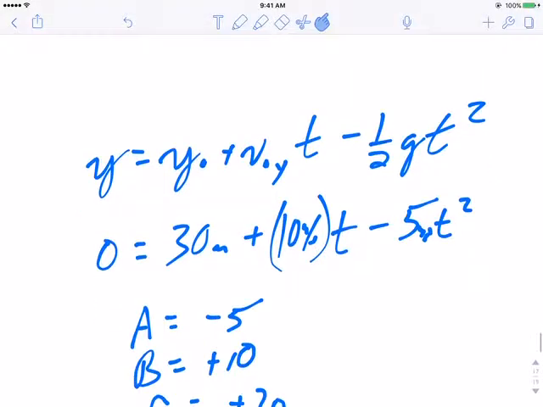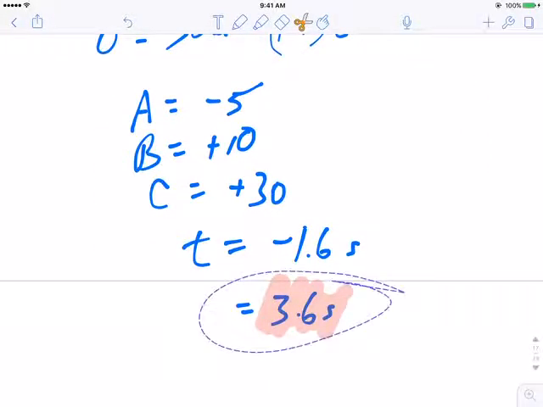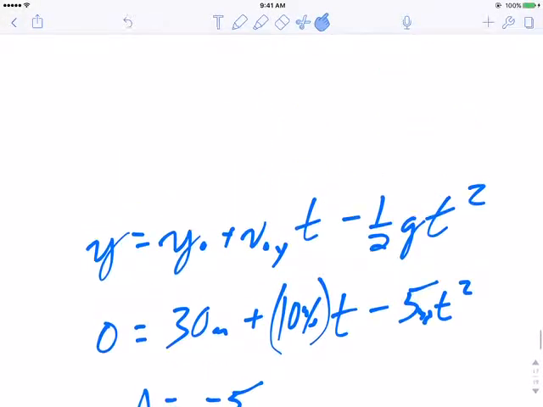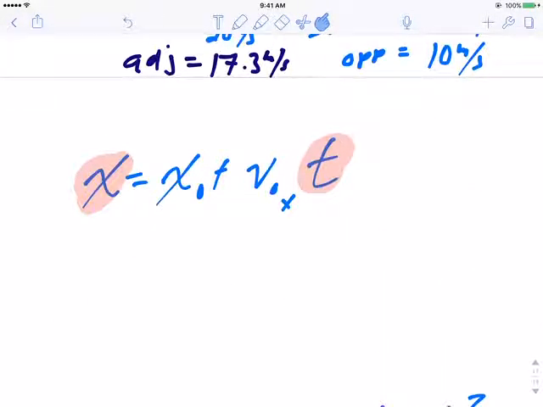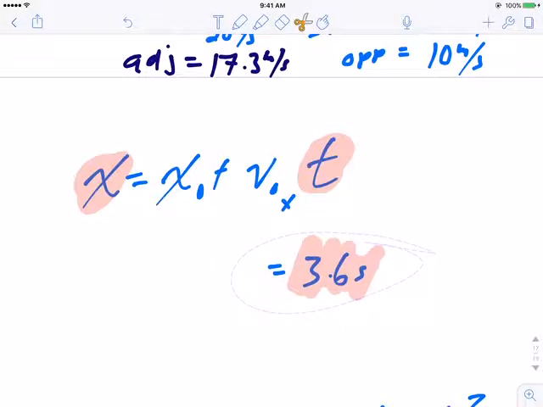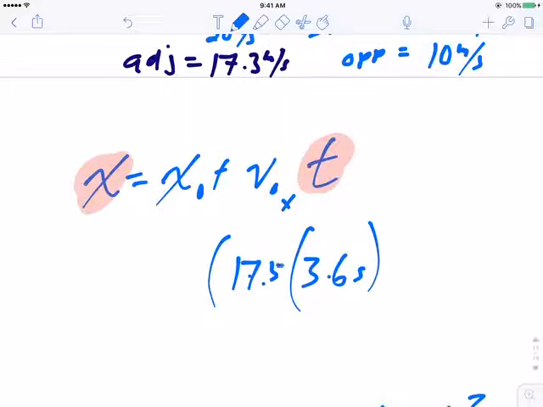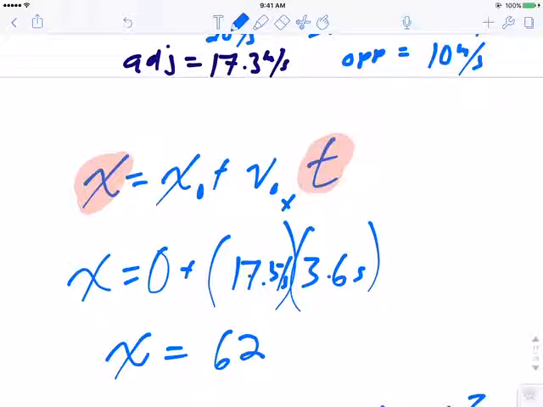Once you have the time, this isn't any different than the horizontal launch problem. Okay, I have the time, plug it in here, multiply by 17.3 meters per second, get your x. We've simply got 17.3 multiplied by 3.6, and I get that they're about 62 meters away.